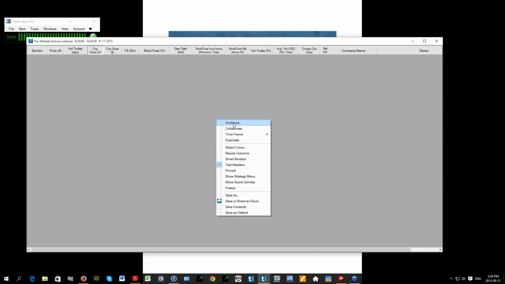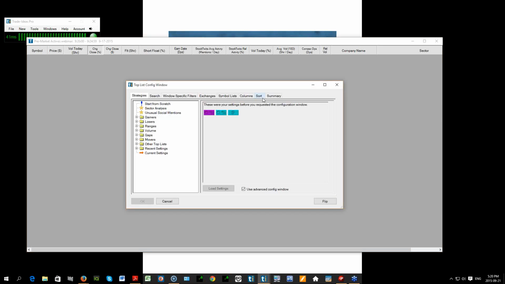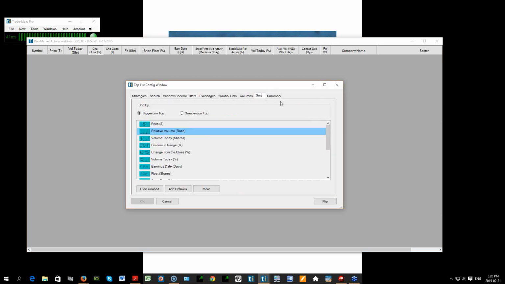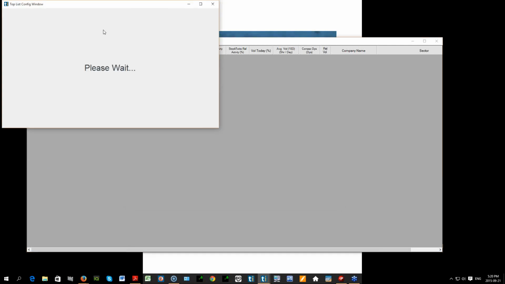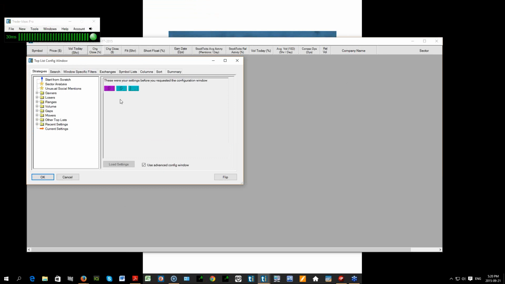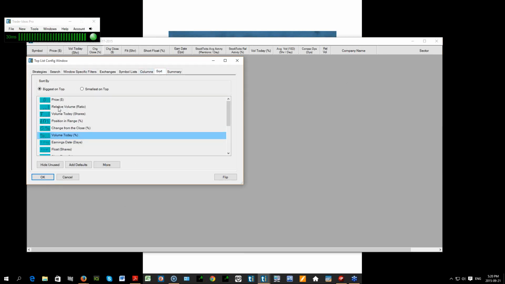It's absolutely probably no fault of their own that this has happened, because to be honest, a lot of people don't even know that this sort exists. A while ago, if you clicked on new and created a new top list window, unfortunately, in the past, and I think I asked them to change this, it would default to the relative volume ratio. So every time you created a new top list, it would default to this.